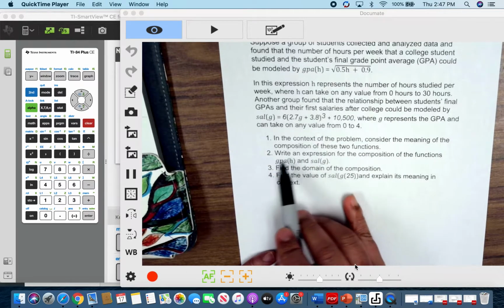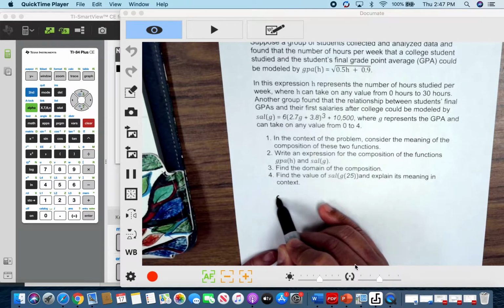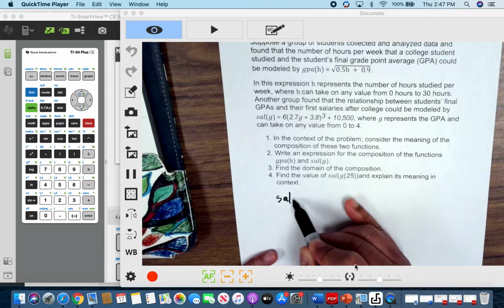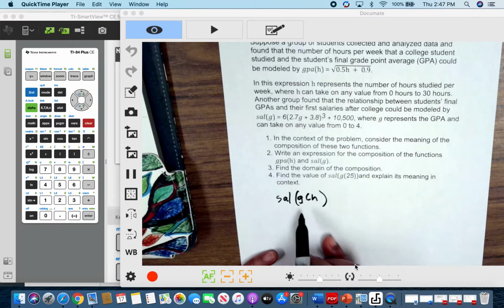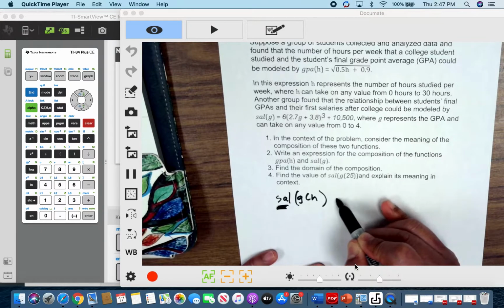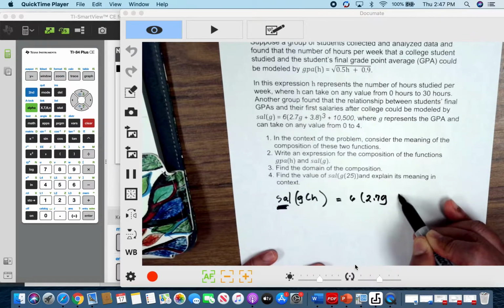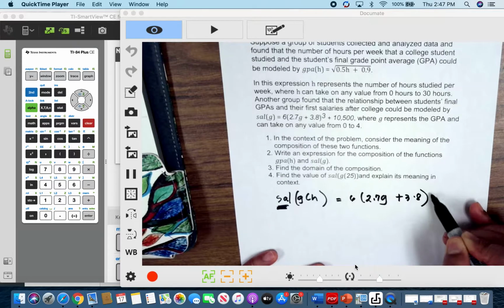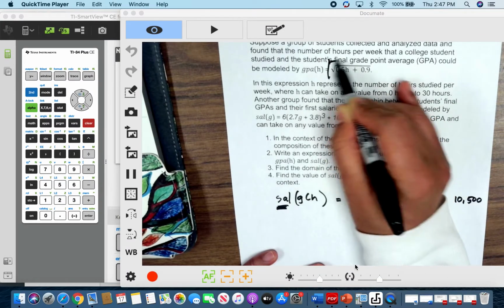Okay, now we would like to write that composition. So you have now your salary as being the dependent function based on the GPA, G of H. And that is our composition. Now, if we do that, we will write first our outer function, which is 6 times (2.7G plus 3.8) raised to 3 plus 10,500. And we will replace our G with this value.